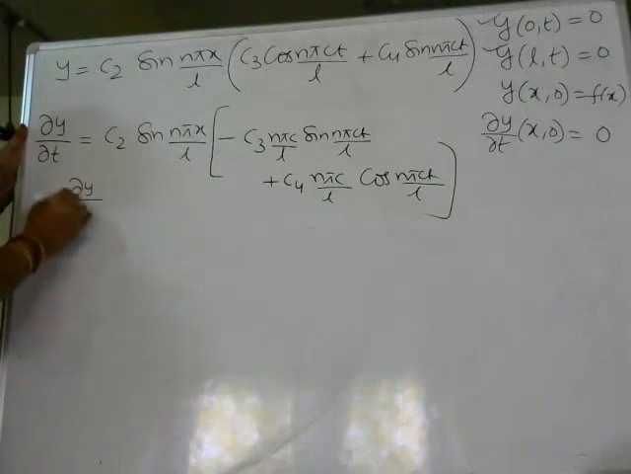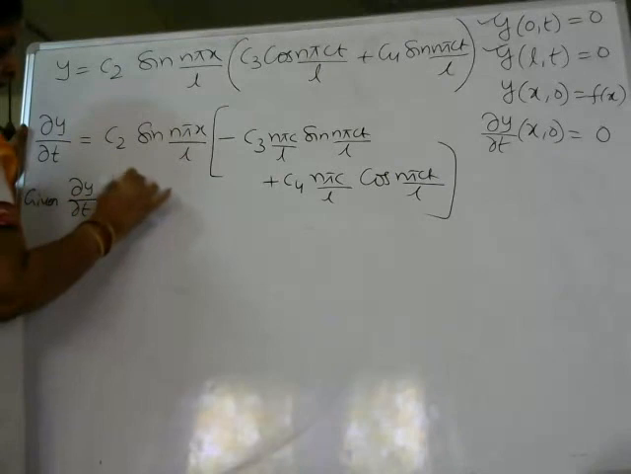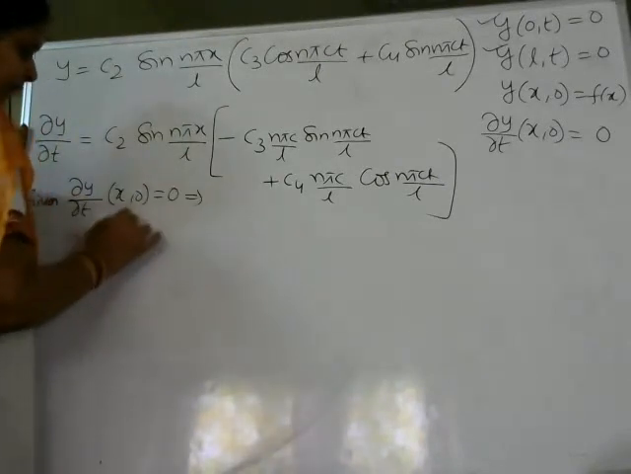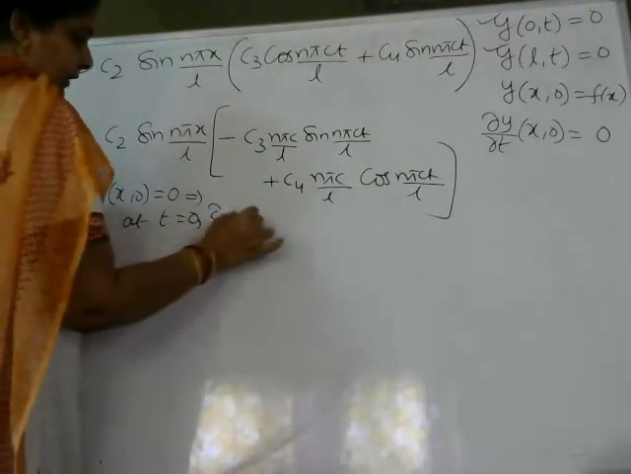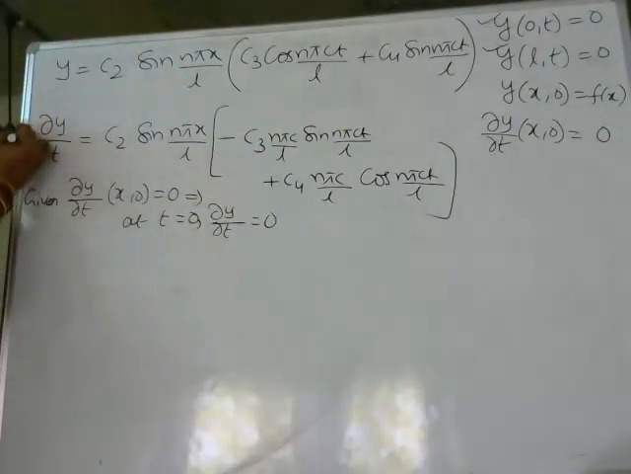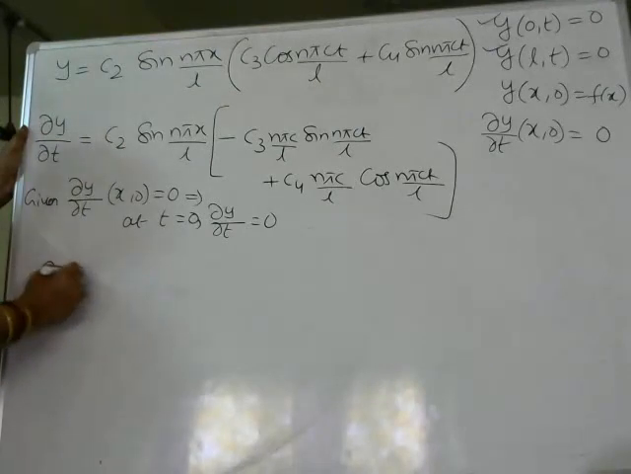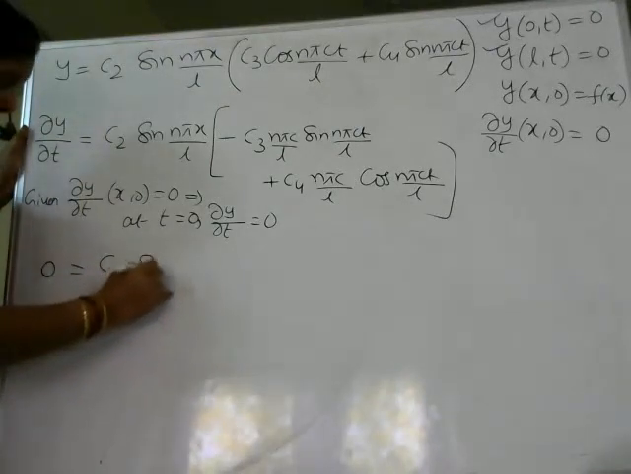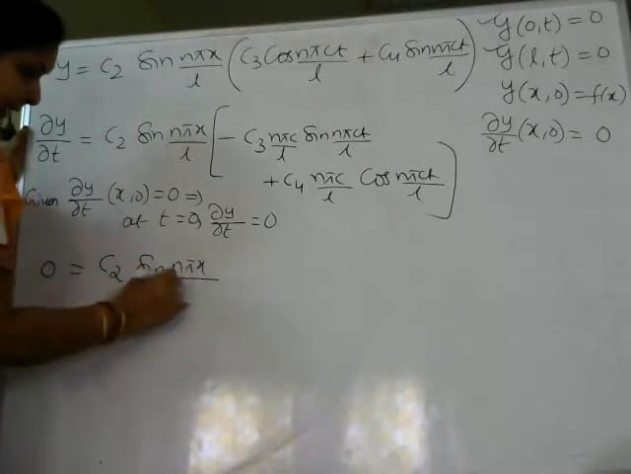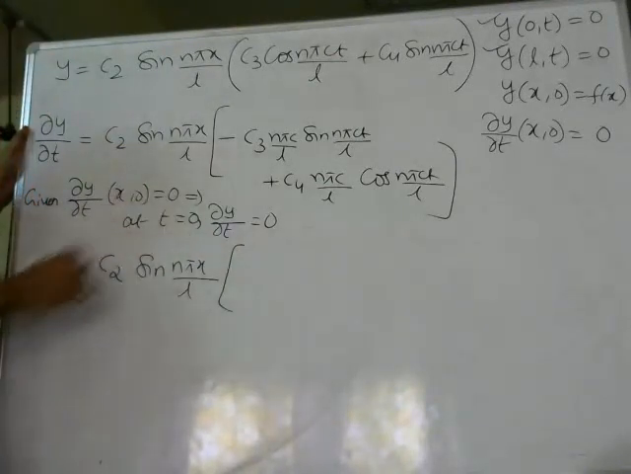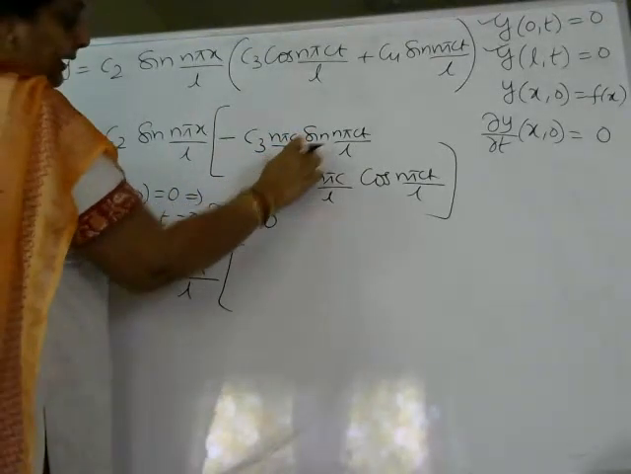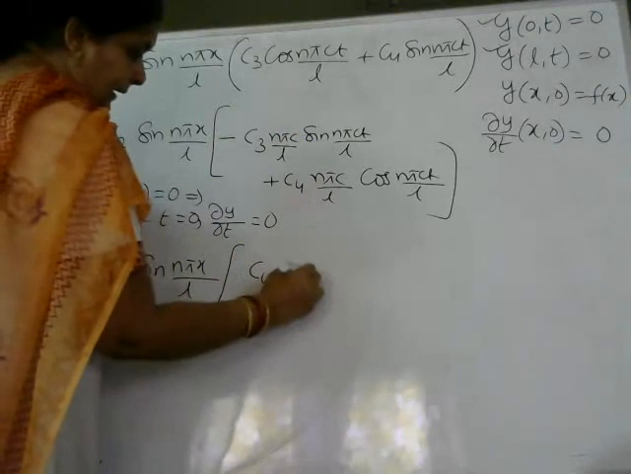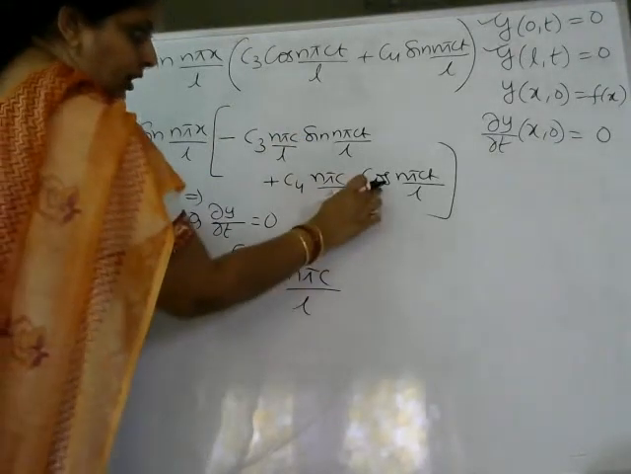∂y/∂t is given. At (x, 0) equal to 0 implies at t equal to 0, ∂y/∂t is equal to 0. That is the condition. We substitute these conditions. ∂y/∂t equal to 0 is equal to C2 sin(nπx/L) into sin 0. Here we have sin 0, I will cancel this term because sin 0 is 0. Plus C4 nπC/L, cos 0 is 1.